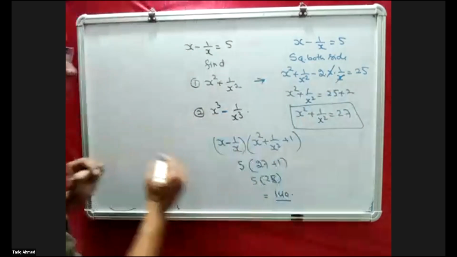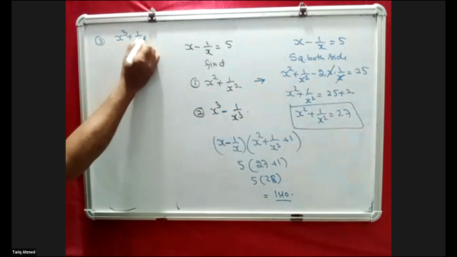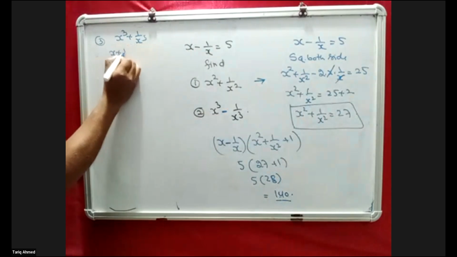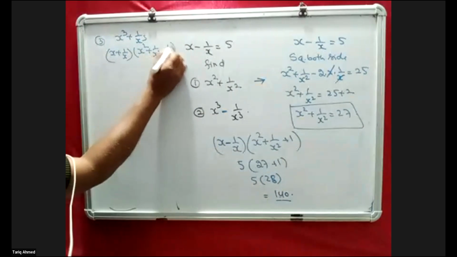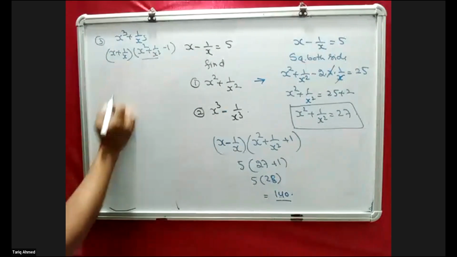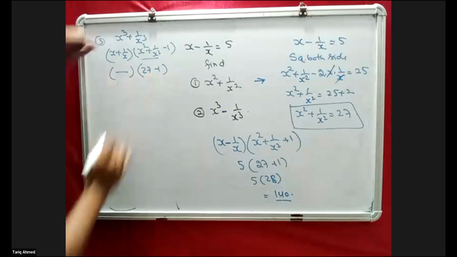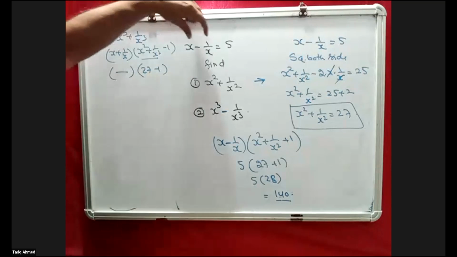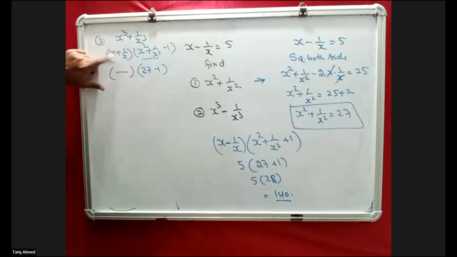Okay. If you want to find the value of x cube plus 1 by x cube, we can find its identity: x plus 1 by x, and then x square plus 1 by x square minus 1. We have the value of this, 27 minus 1, but we don't have the value of x plus 1 by x. We have the given value x minus 1 by x.